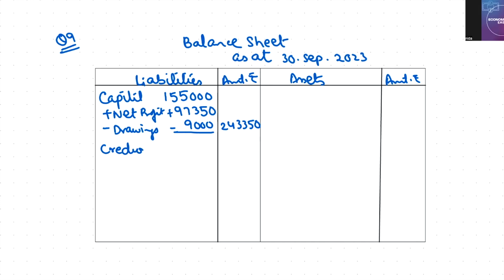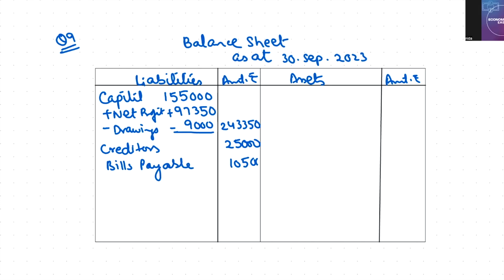Sundry creditors or creditors, it is one and the same thing. Creditors are 25,000 and bills payable 10,500. These are all the items of the liability side.